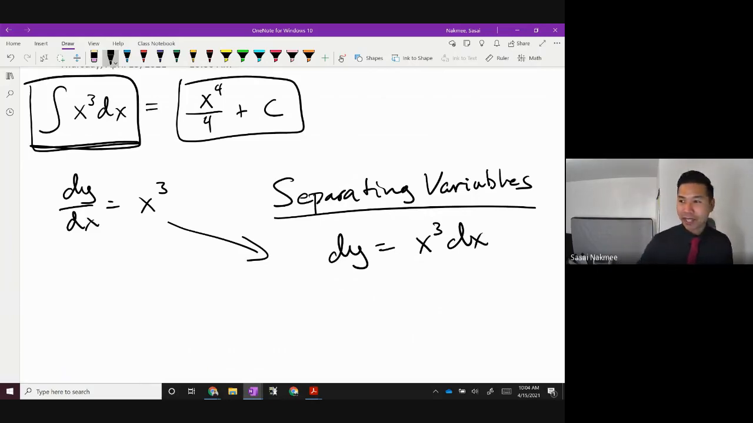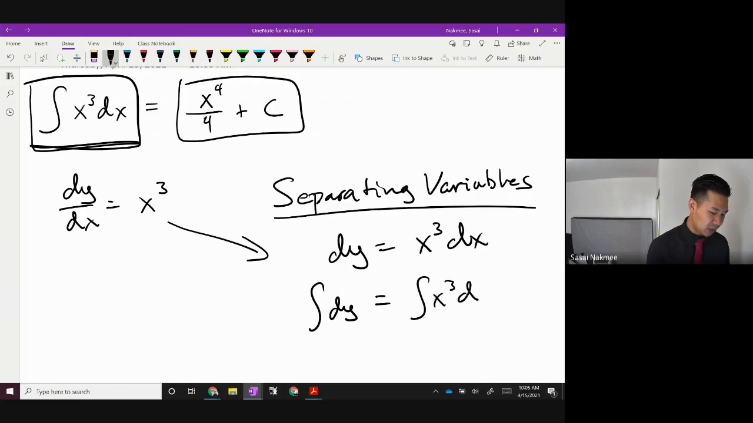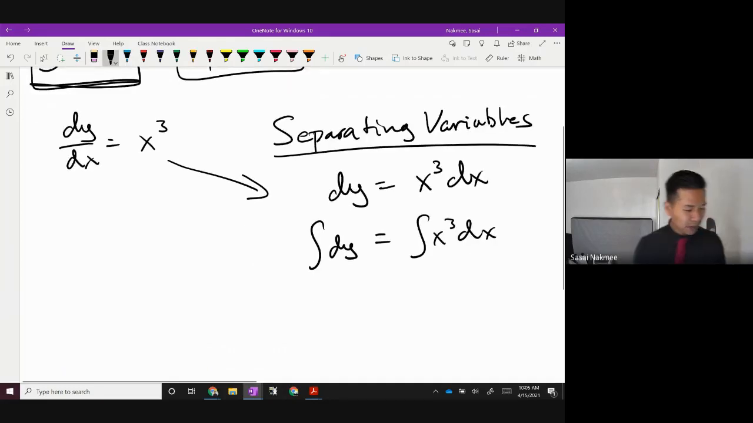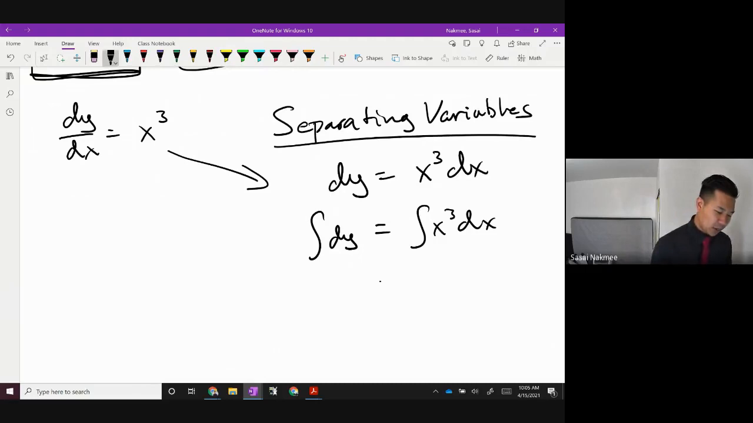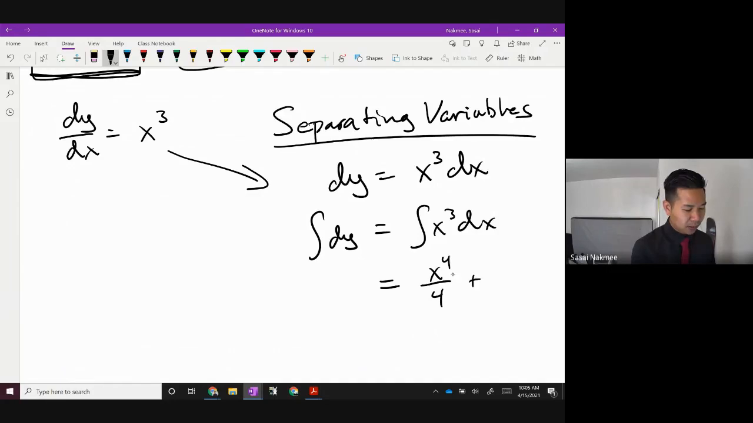If they ask you to find the original equation or the general solution of an equation, we use this technique of separating the variables and then integrating both sides. Once you separate the variables, we integrate both sides. This becomes the integral of dy, and over here the integral of x cubed dx. You ready for this? When I integrate both sides, the one on the right, we've already done so many times. The integral of x cubed is x to the 4th over 4 plus c.